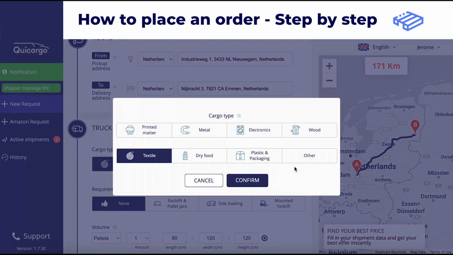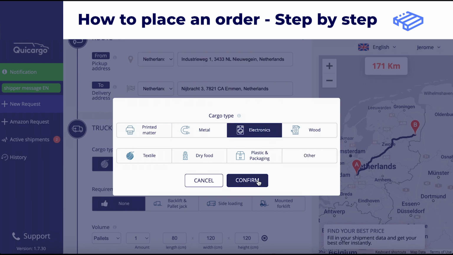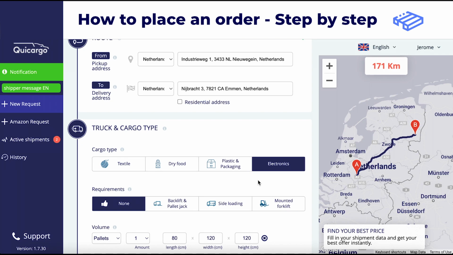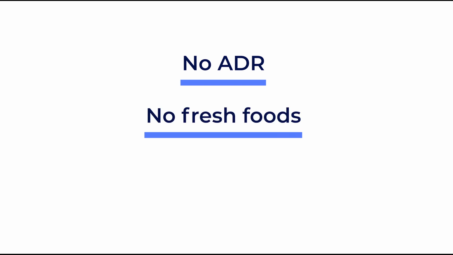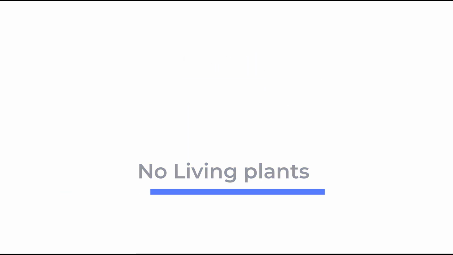If your product does not belong to the categories textile, dry food, or plastic, you can enter the cargo type manually. Please make sure, if you want to ship goods that require special attention, that you do enter the cargo type accurately. For example, when shipping fragile goods, the carrier needs to know in advance. Furthermore, there are a few product categories that Quicargo does not ship. For example, ADR, which are dangerous goods and chemicals, no fresh foods, and no living plants. You can read more about this in our terms and conditions.